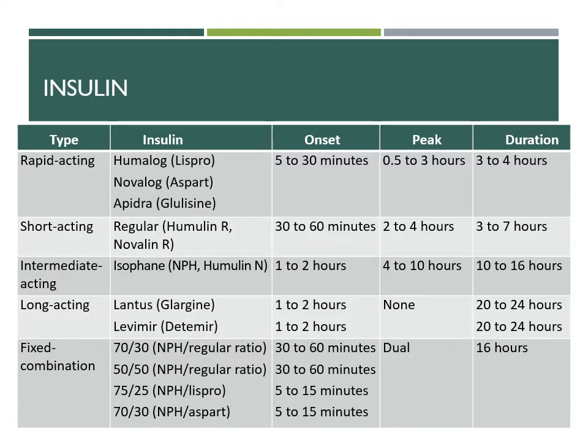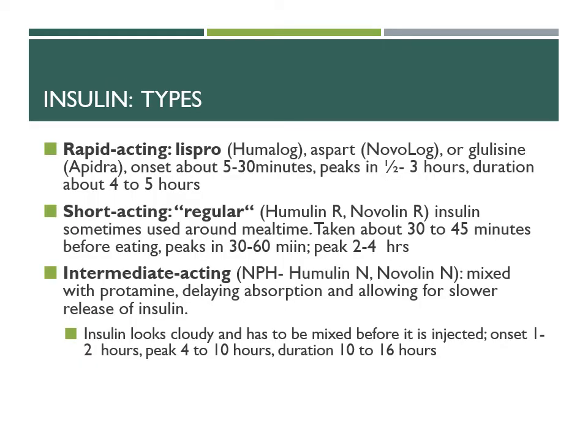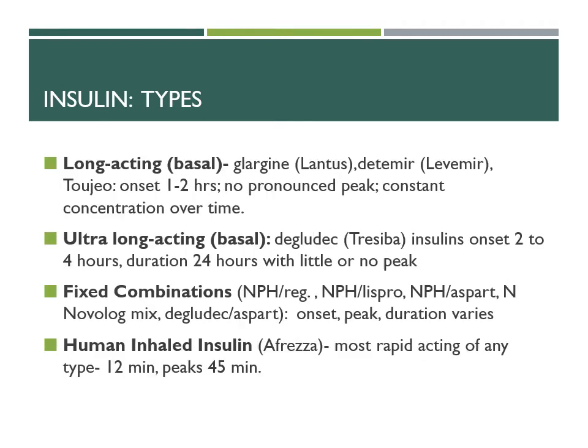So this gives an overview of the types of insulin and what their onset, peaks, and durations are. So we have rapid-acting, or Lispro, Humalog, or Aspart, Novolog. Also, Apidra is something I don't see used as often. It's probably one of the newer ones. Short-acting or regular, which we don't use very much. Intermediate, or NPH, which we also don't use very much, unless people are using combination insulins. And then we have long-acting or basal insulin, which tends to be the standard of care.